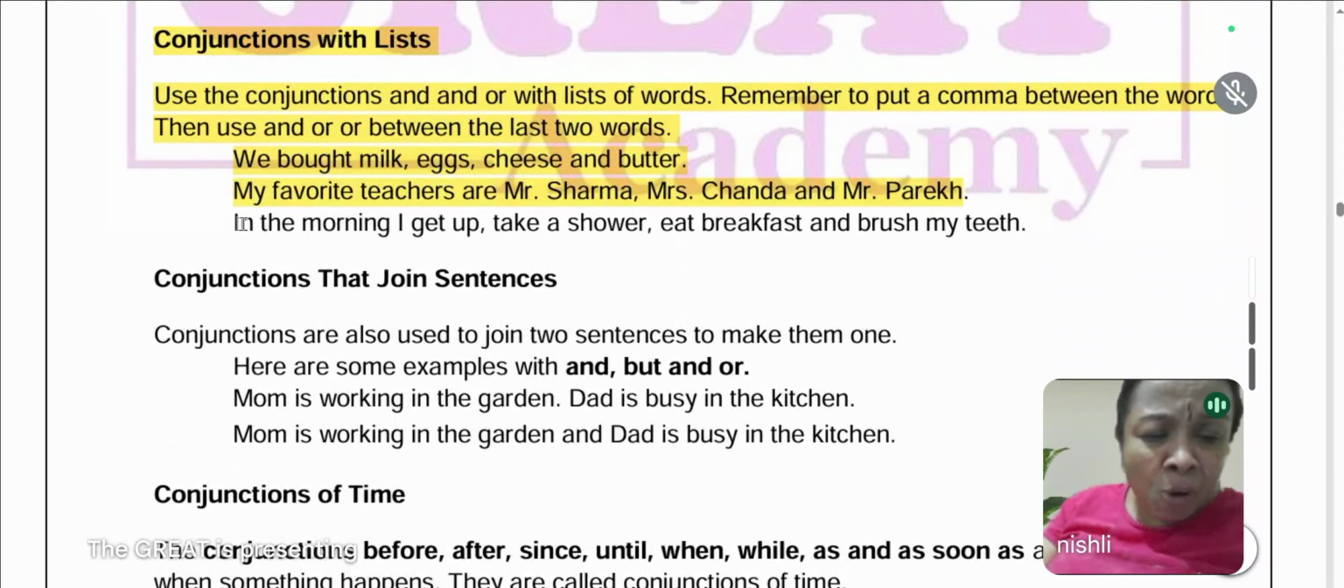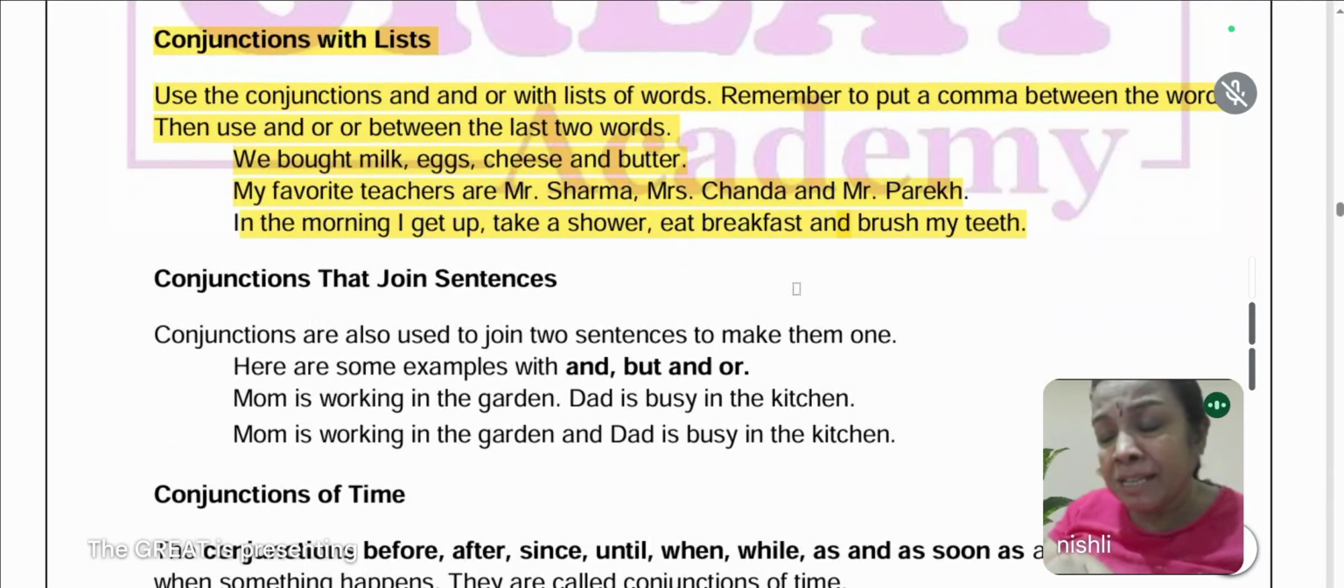Next is, in the morning I get up, I take a shower, eat breakfast and brush my teeth. See all the activities which you do in the morning. So if you list out all the activities, like getting up, that is an activity. Taking a shower, that is an activity. Eating breakfast, that is an activity. And brushing your teeth finally. So if you want to list out a whole lot of activities or a whole lot of names, you have to use the word and.